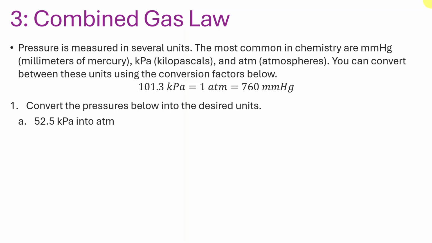So pressure is measured in several different units. The most common in chemistry are mmHg, which is millimeters of mercury, kPa, which stands for kilopascals, and atm, which is atmospheres. You can convert between these units using the conversion factors shown on the screen. So whenever you're doing gas law problems, you want to make sure that all of your units are consistent so that your math is going to work out properly.